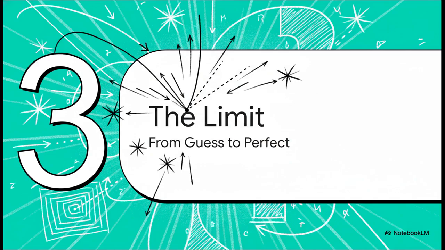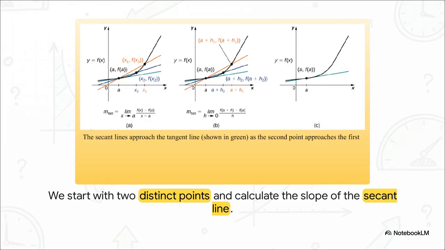Okay, so we have our approximation, our pretty good guess. But how do we get from pretty good to absolutely perfect? Well, this is where the magic happens. This is the giant conceptual leap that gave birth to calculus. Let's just watch this process unfold.